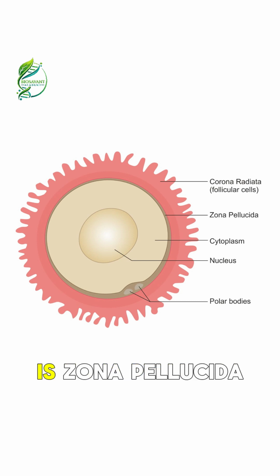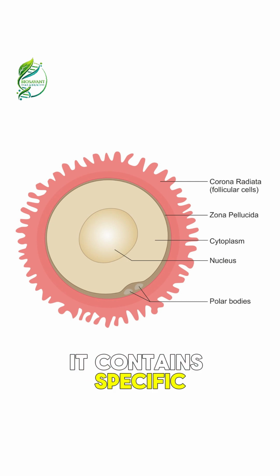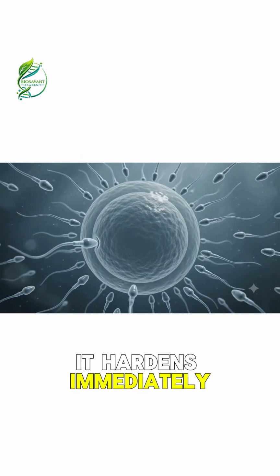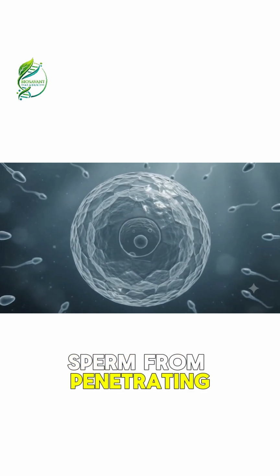The middle layer is zona pellucida. It is a non-cellular layer. It is a thick, transparent, gel-like coat made of glycoproteins. It contains specific sperm-binding receptors. It hardens immediately after the first sperm enters to prevent other sperm from penetrating.